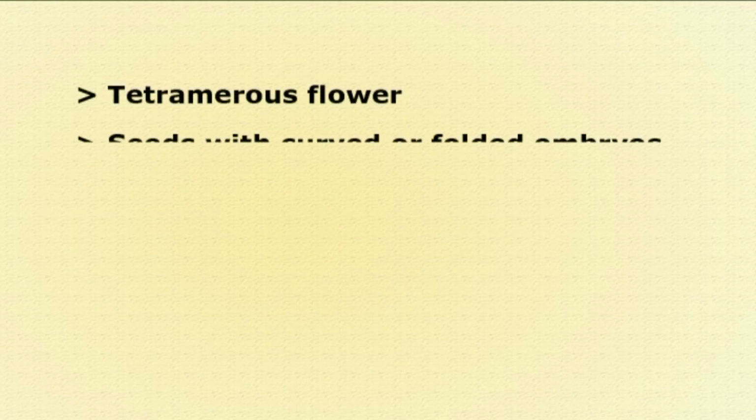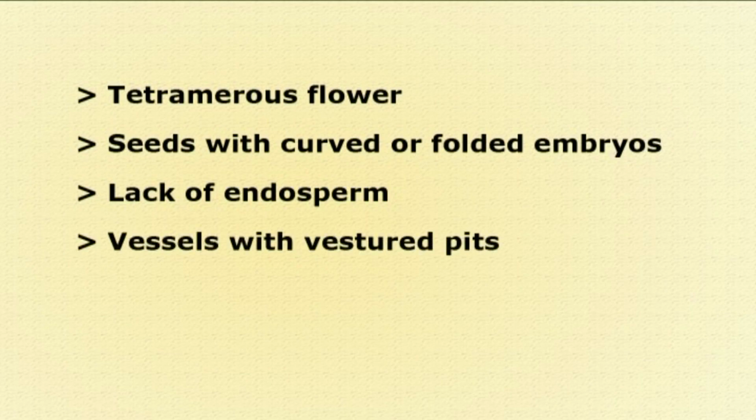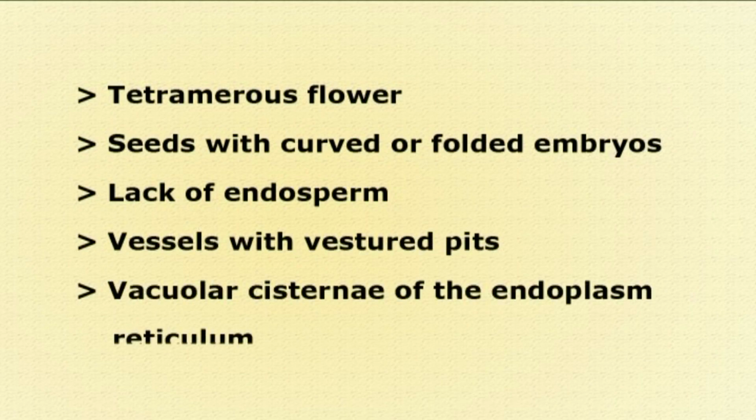The family Brassicaceae forms a distinct subclade. In addition to the rest of the 15 families, this family forms a distinct subclade based on the following characters: tetramerous flower, seeds with curved or folded embryos, lack of endosperm, vessels with vestured pits, and the cisternae of the endoplasmic reticulum, which are vacuolar.